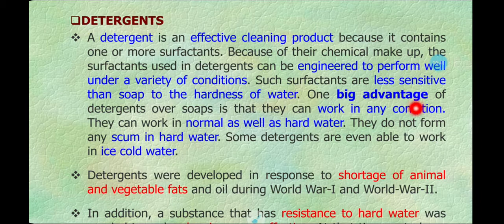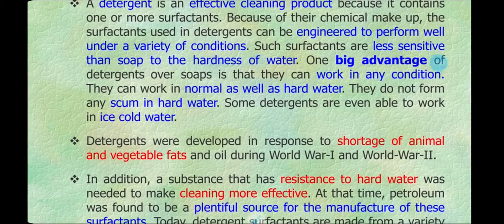One big advantage of detergent over soap is that they can work in any condition. They can work in normal as well as hard water. They do not form scum in hard water. Some detergents are even able to work in icy cool water. That means at a very low temperature also, detergent works as a cleaning agent.